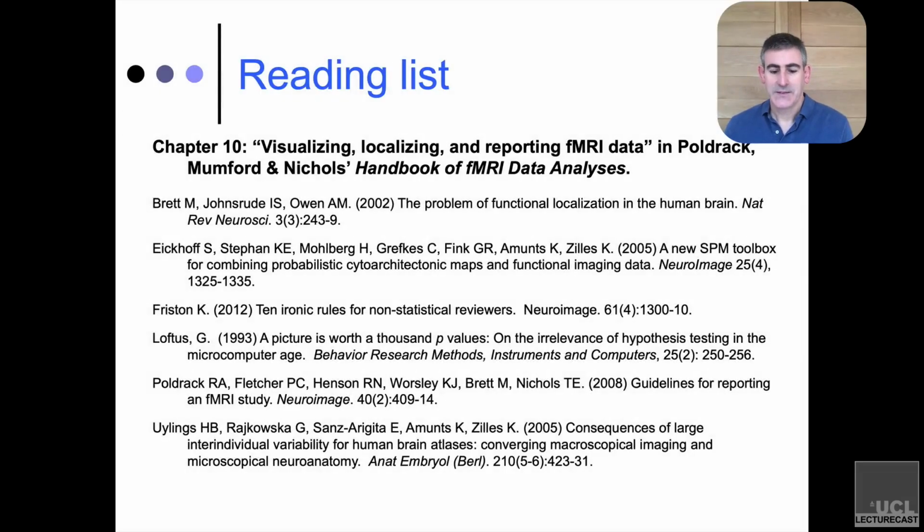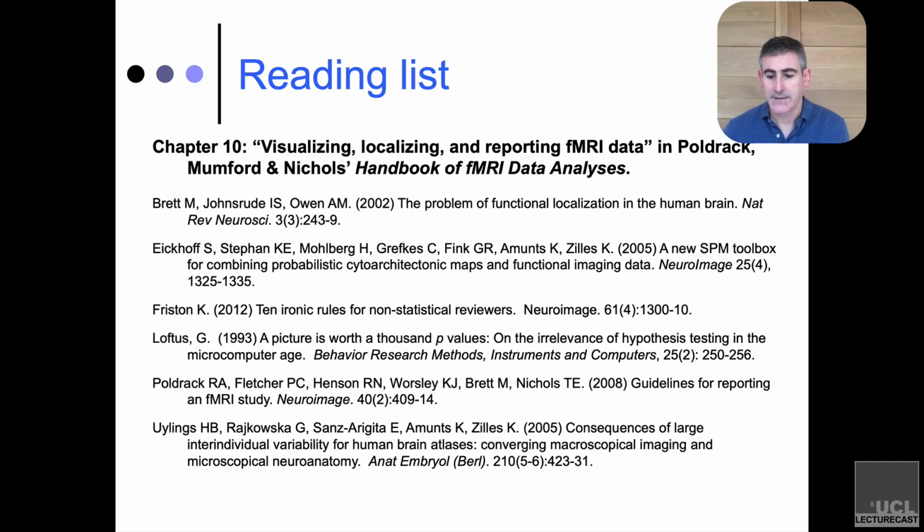The reading list this week is chapter 10 in the Poldrack, Mumford, and Nichols handbook. And again, I have a whole slew of papers here. These tend to be less technical. That's not fair. They tend to be less mathematical than some of the papers in recent weeks, and therefore potentially more accessible. So for instance, Matthew Brett has a really fabulous paper from 2002 where he talked about the problem of functional localization in the brain. It's excellent, and I'd highly recommend it. It's nearly 20 years old, and the way they've stated the problem is still very appropriate.